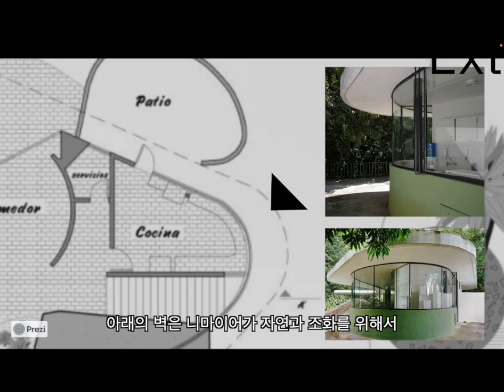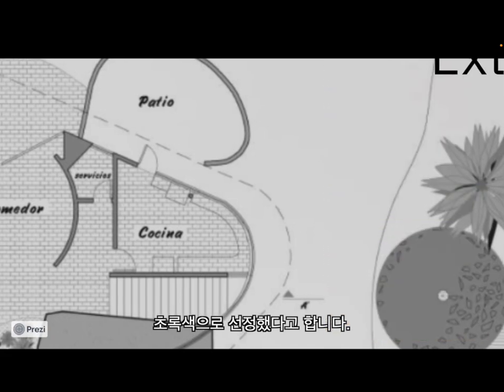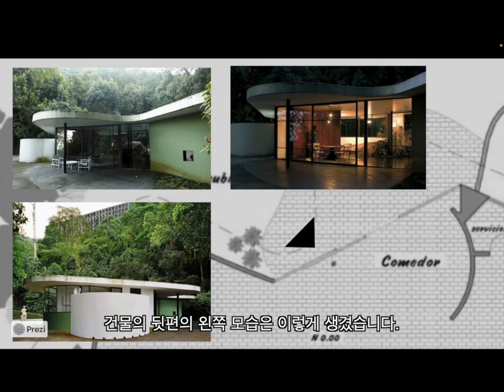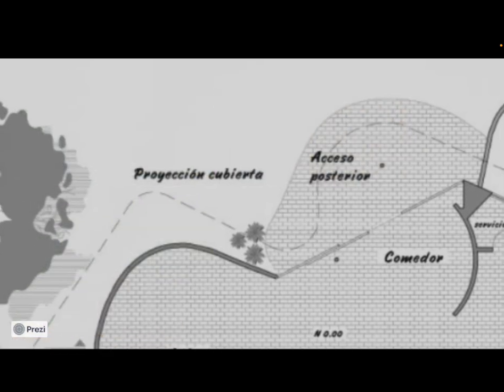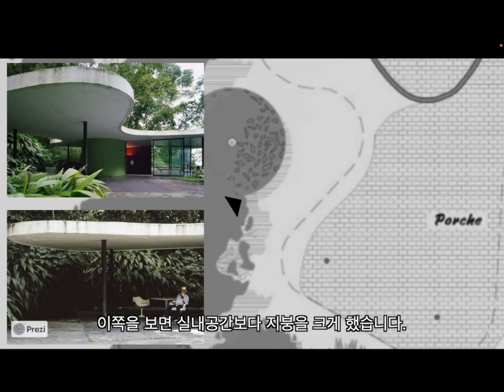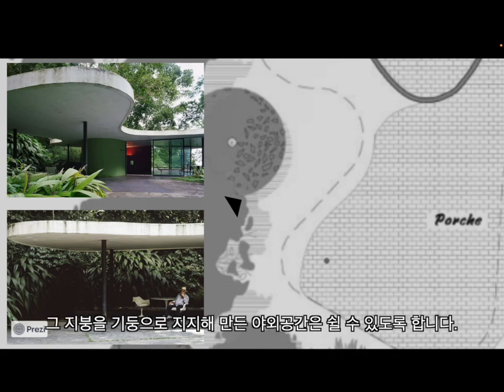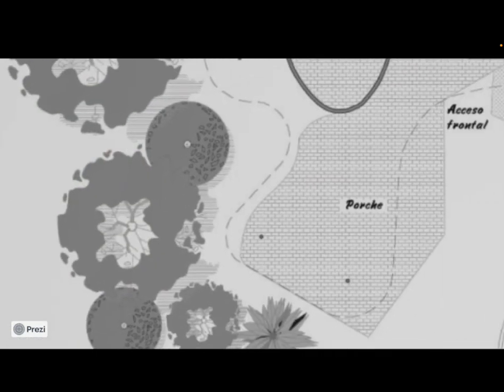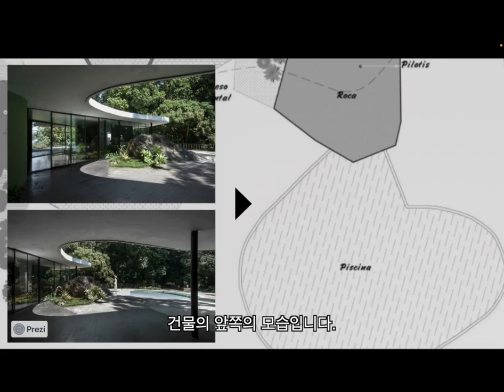The bottom wall is said to have been chosen by Niemeyer as green to harmonize with nature. The left side of the back of the building looks like this. If you look here, the roof is larger than the interior space. The outdoor space with the roof supported by columns allows you to rest. It's a view of the front of the building.